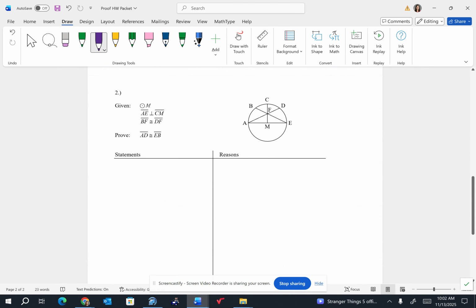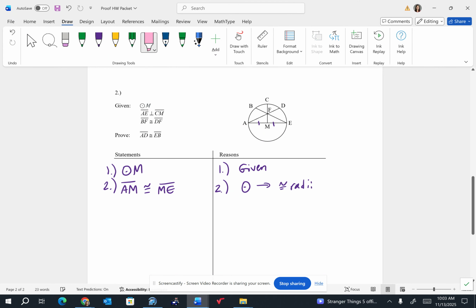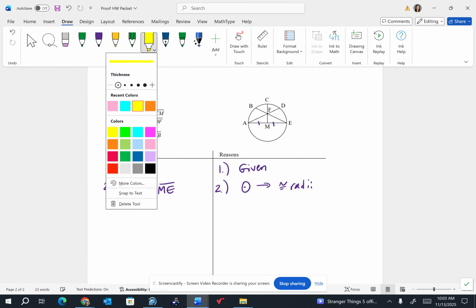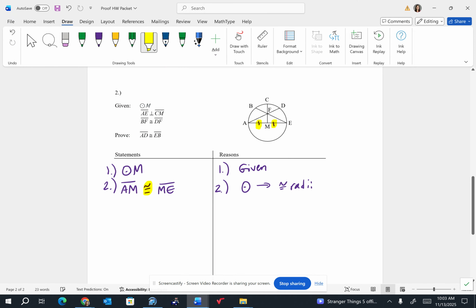All right, number 2 I think might be a little bit longer because this one needs a bunch of follow-up steps. So it came up in class that if you're given a circle, it's almost always so that you can use radii in the circle that are congruent to each other. So that's going to be the follow-up step. We need that AM and ME are congruent because it's a circle, so the radii are congruent. So that's my first pair of congruent things. So I'm going to highlight those.